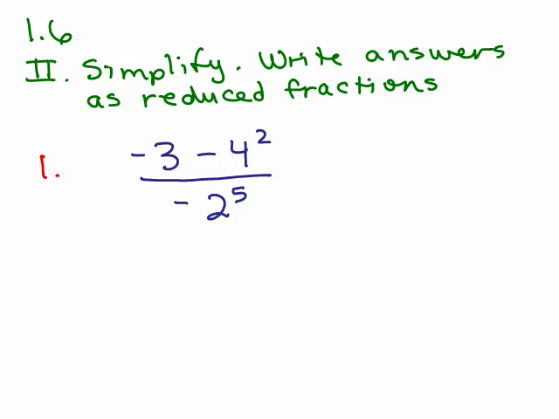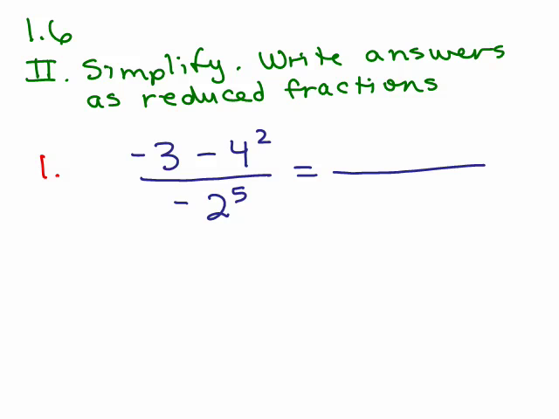All right, we're still on Chapter 1 review, and these are the problems from 1.6, the second set, Part 2. We're going to simplify and write answers as reduced fractions. So this is still working on order of operations with positive and negative numbers. I need to simplify the numerator and denominator separately.